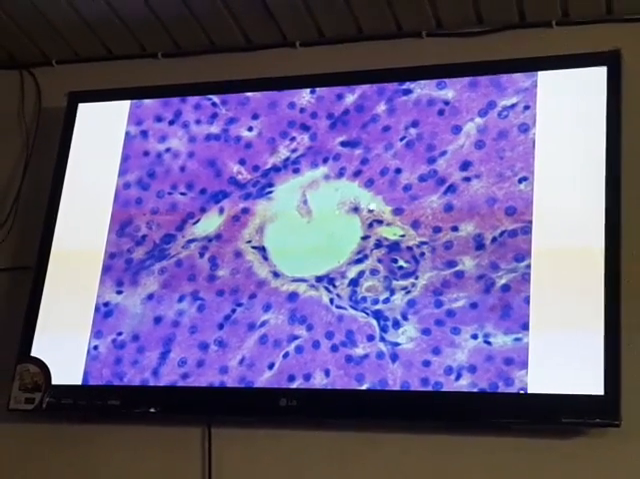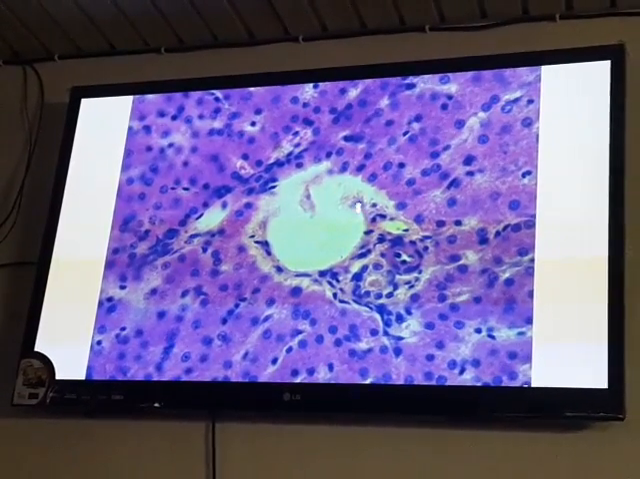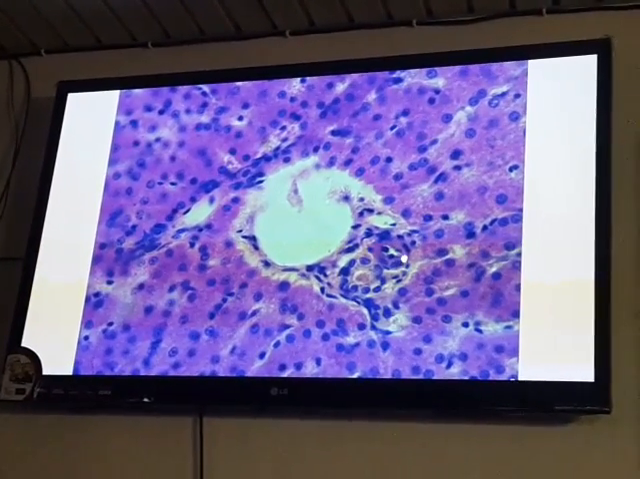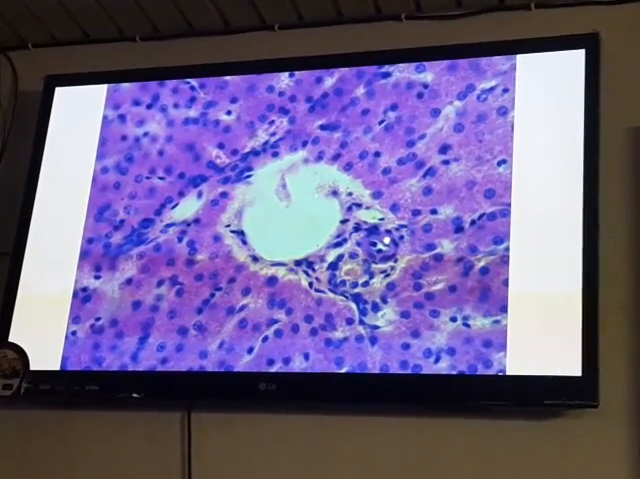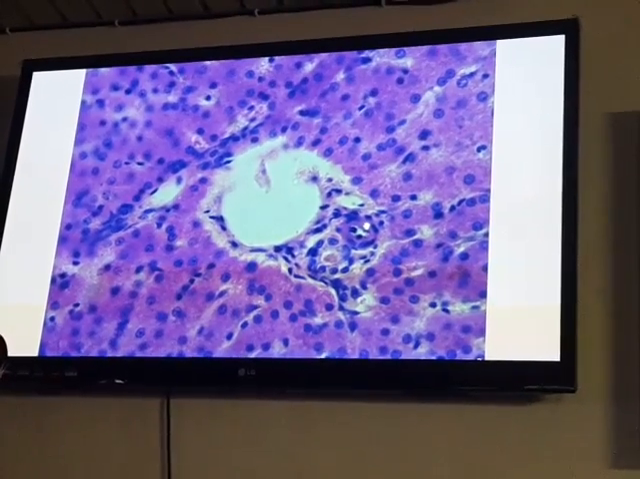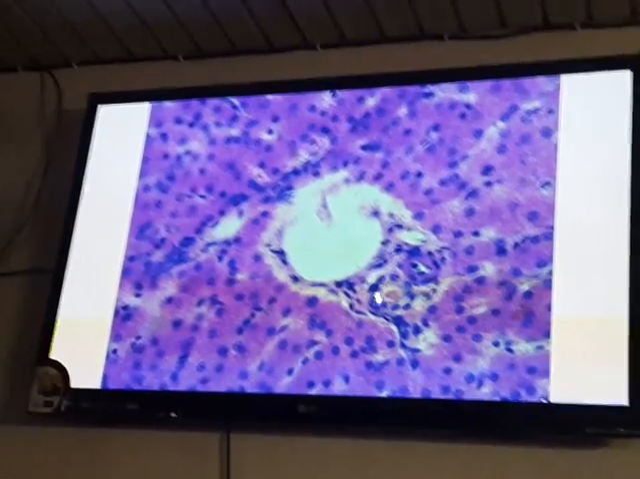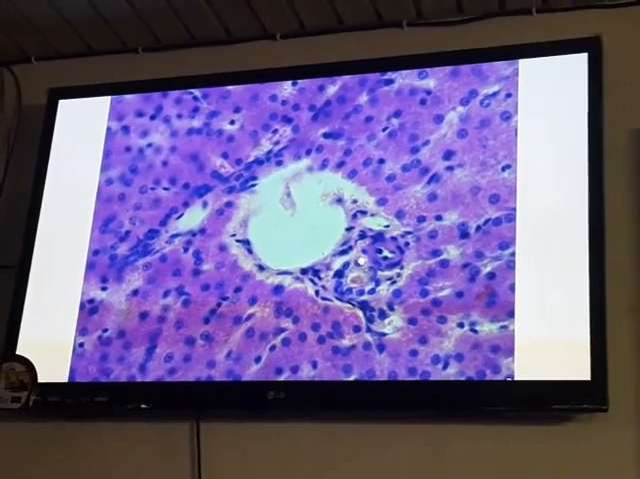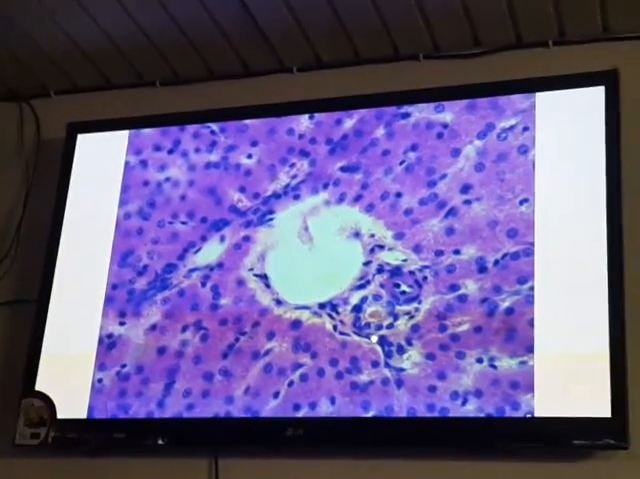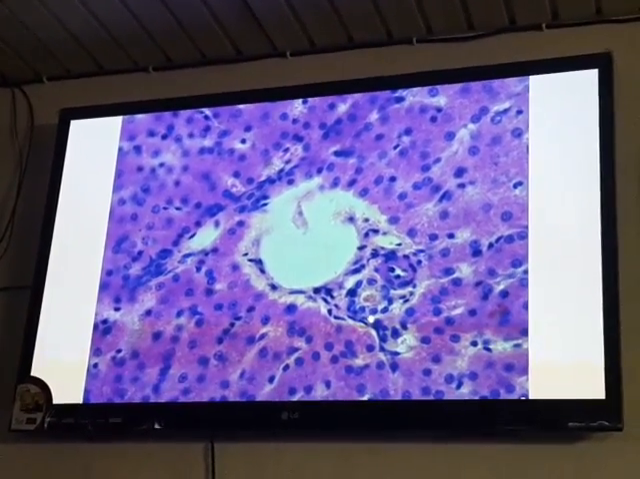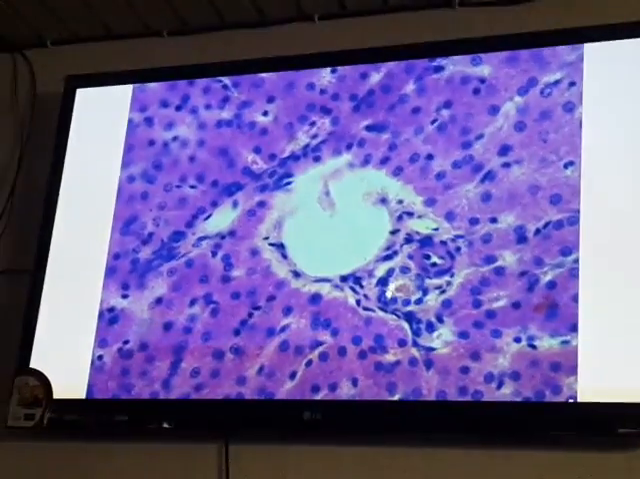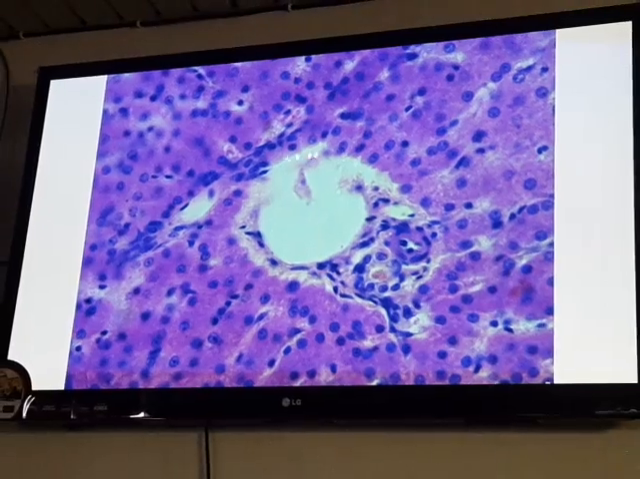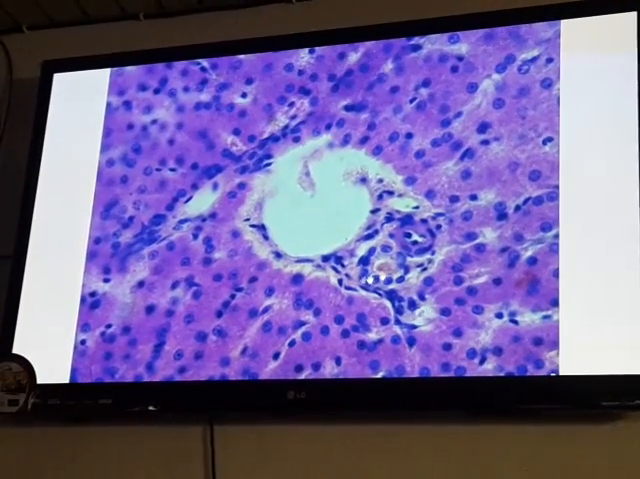At high power, we can see the venule. This is the venule. An arteriole. Arteriole is very small, and the wall contains 1 or 2 muscle layers. And this is the bile duct. The lining epithelium is simple cuboidal epithelium. You can see the nuclei are rounded and in the center of each cell. Clear? So this is the portal space or portal triad.